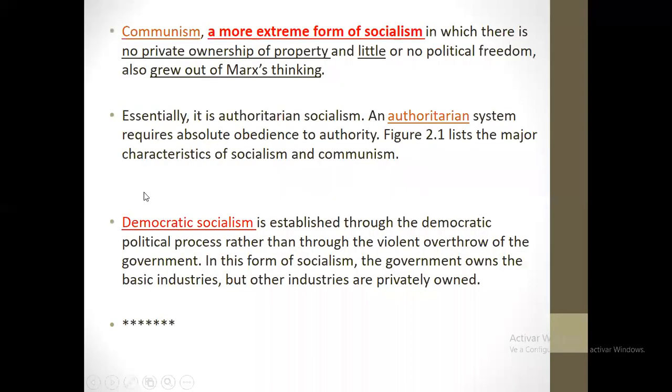Okay. Now, democratic socialism is established through the democratic political process rather than through the violence overthrow of the government. In this form of socialism, the government owns the basic industry, but other industries are privately owned. So that's the difference between the communism and the socialism, guys.